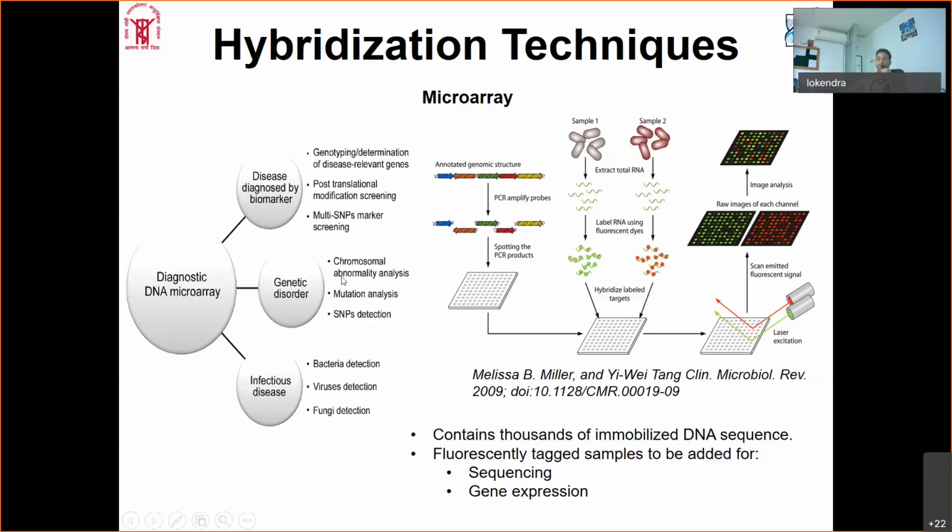For example, chromosomal abnormality analysis, mutation analysis, SNP detection, and also the presence or absence of various infectious agents such as bacteria, virus, or fungi. So altogether, hybridization techniques, primarily the microarray, can be used for various applications, and for genetic disorders and infectious diseases they are very commonly used methods for detecting all those changes. So this is the second aspect, the hybridization technique.